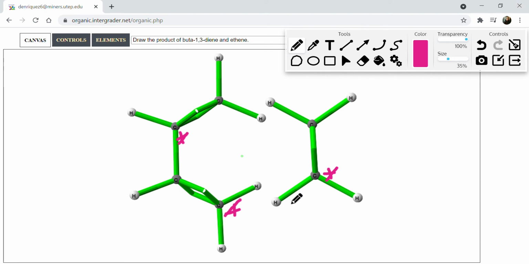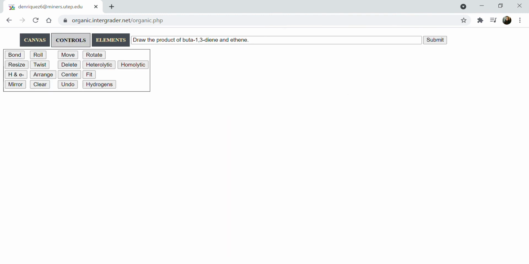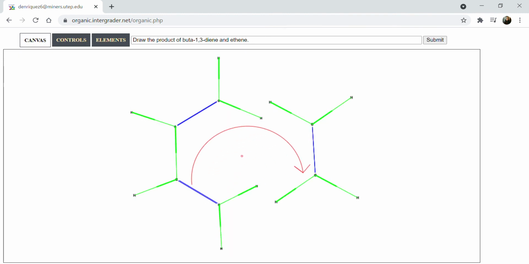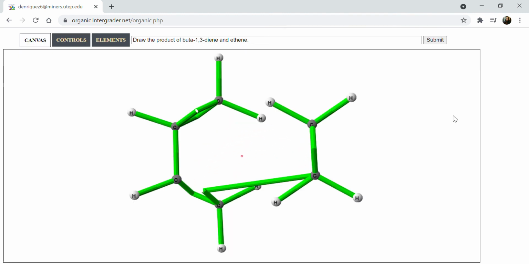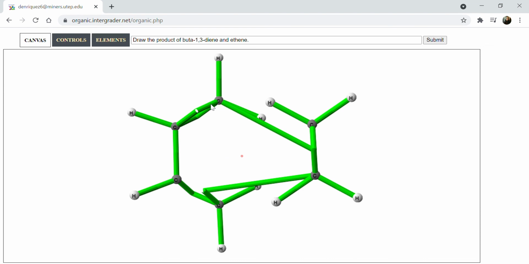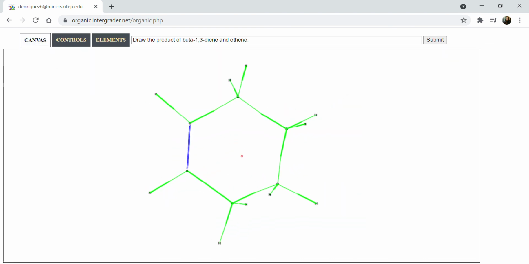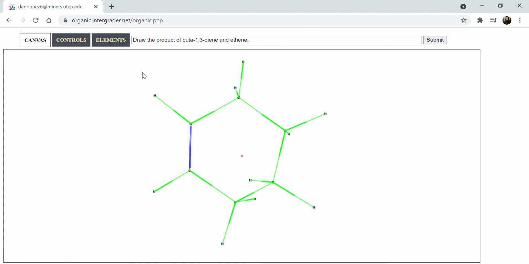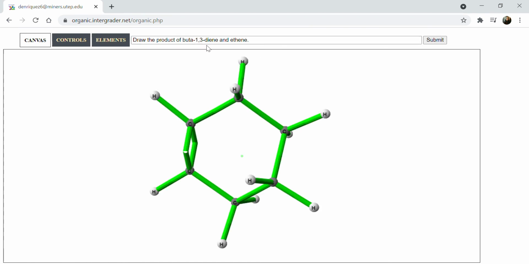So I'm going to connect these 2 using my heterolytic function. I'm going to grab from the top of the bond because I want to connect these 2 carbons, not these 2. I'm going to grab over here, connect it to this carbon, and then move this down because I don't want any double bonds next to each other. We don't have to worry about trans or cis because there's no conformation on this, so we can leave it as is.